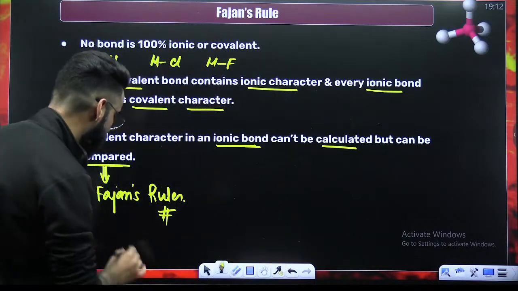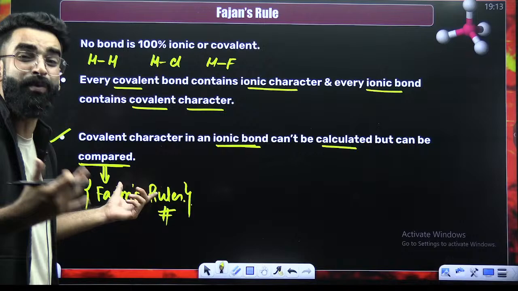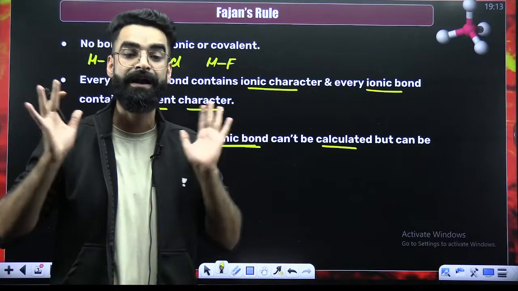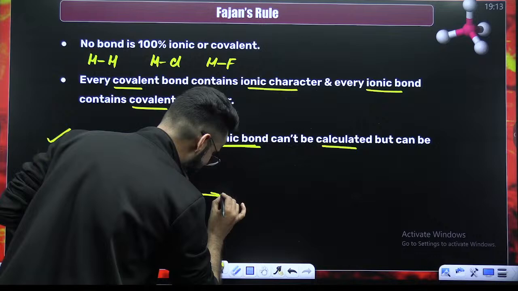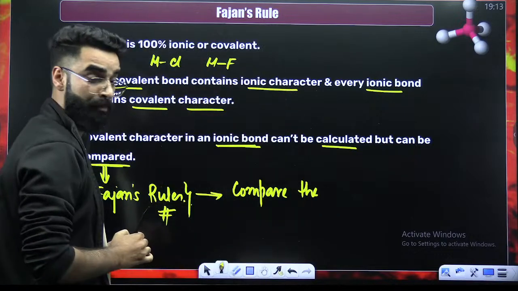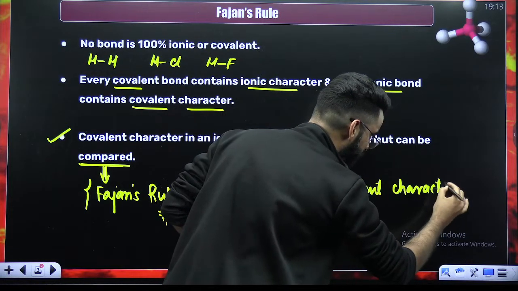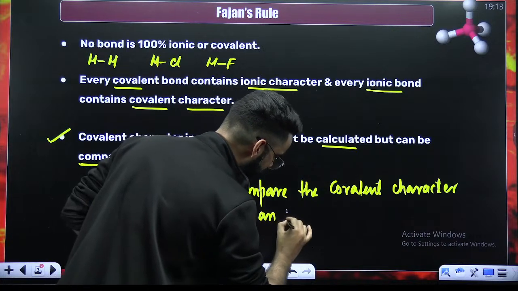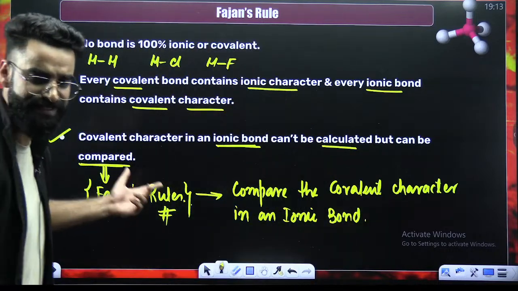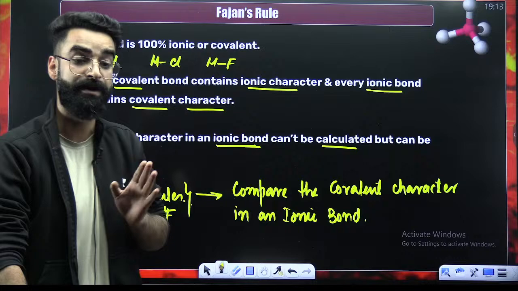Right? And the Fajan's rules, which we are going to discuss right now, for what purpose are we going to study these rules? Fajan's rules are going to give us the idea about how to compare the covalent character in an ionic bond, in an ionic compound. So that is the reason why we are going to discuss these Fajan's rules, which are very, very important. I hope you got to know why.